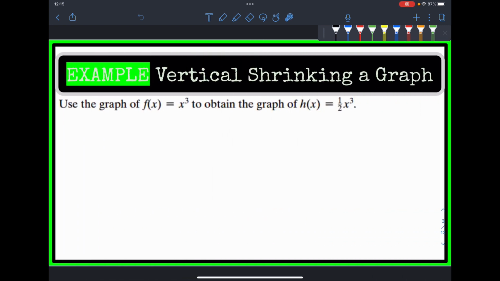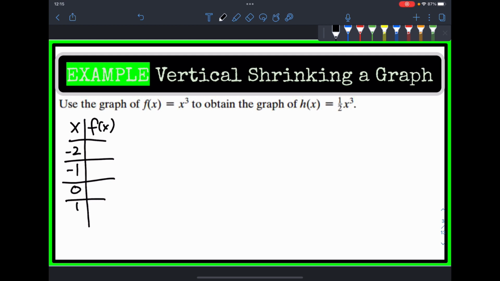So for example here, to graph the function f of x and obtain the graph of 1/2 x to the third power, let's see what a couple of coordinates for f of x are. Let's use -2, -1, 0, 1, and 2. If I use those input values into f, my output values are -8, -1, 0, +1, and +8.